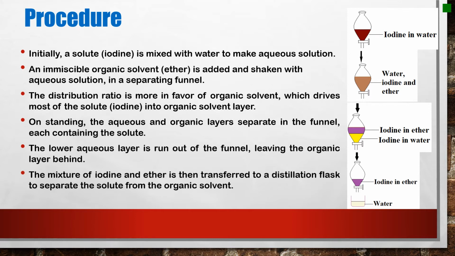So this mixture of iodine and ether is then transferred to a distillation flask to separate the solute from the organic solvent. Here I want to challenge you with a question. Suppose that by mistake you pour table salt into cooking oil, and then you are asked to separate the salt from the cooking oil. So try to make a connection between what I have already explained and that situation, and suggest a way you can separate the table salt from the cooking oil.